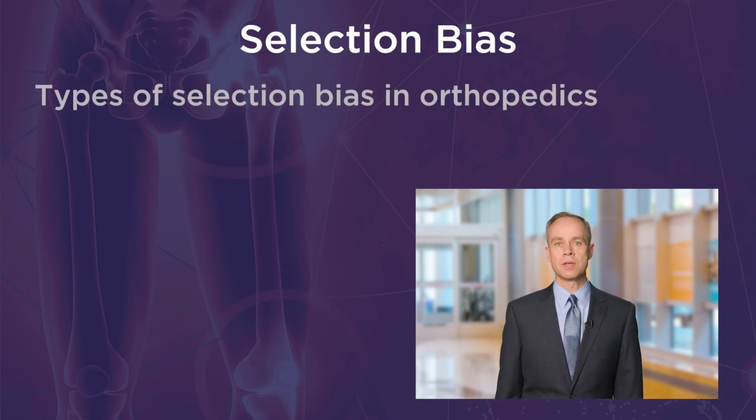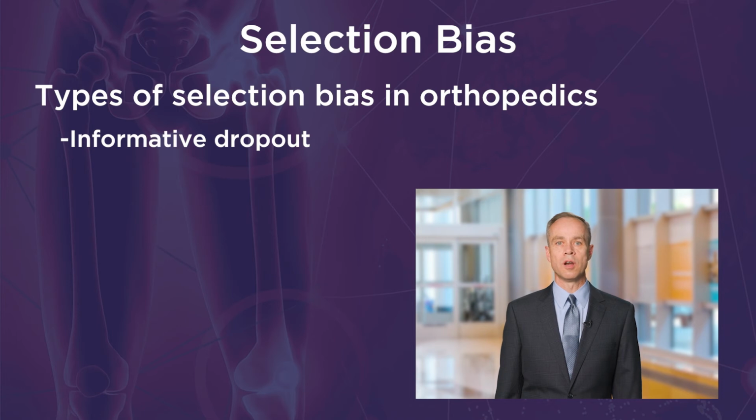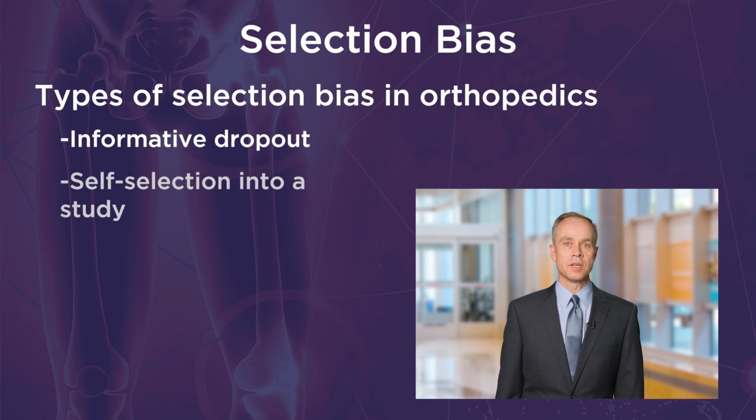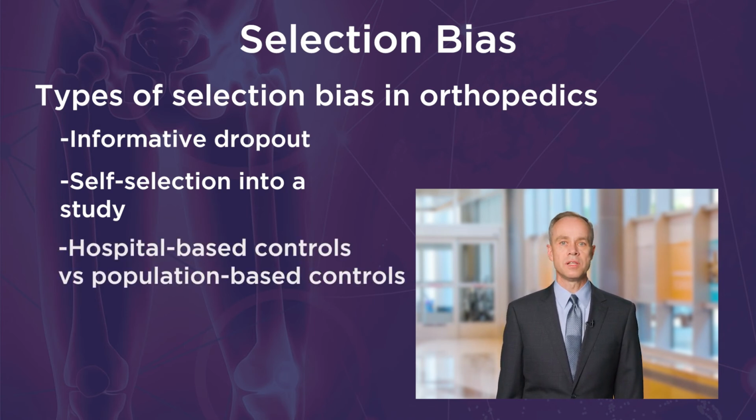Selection bias in orthopedics may arise due to informative dropout. This occurs when individuals who are exposed are more likely to drop out of a study. It may also arise from self-selection into a study. This occurs when people who previously experienced a surgical complication, for instance, are more likely to volunteer in a study related to their complication. And finally, selection bias occurs when hospital-based controls are selected instead of population-based controls.